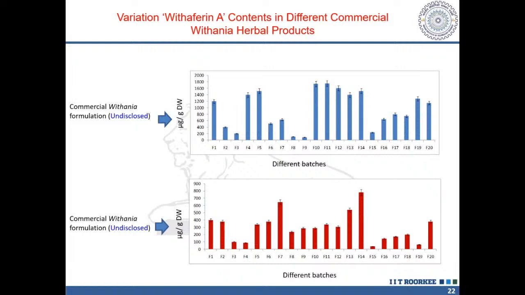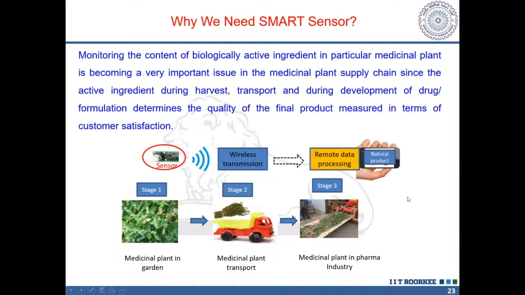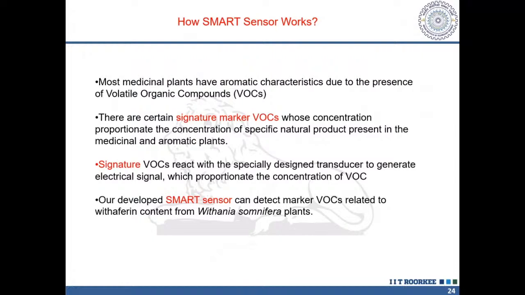Then we thought of developing a single sensor that can work from the medicinal farm garden during transport to the manufacturer. For that, we were looking at remote data transmission and artificial intelligence. With this aim, we developed a smart sensor. How does this sensor work? Most medicinal plants have an aromatic characteristic due to the presence of certain volatile organic compounds. These volatile organic compounds are emitted from the plants because their boiling points are quite low. Within these volatile compounds, some are known as signature or marker volatiles, meaning their quantity varies in proportion to the target metabolite.